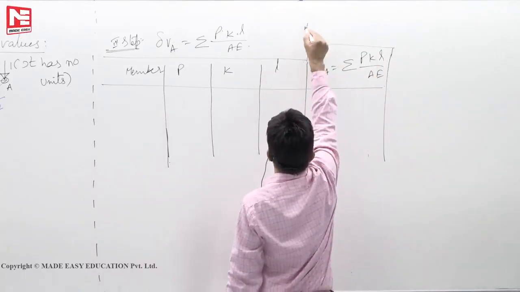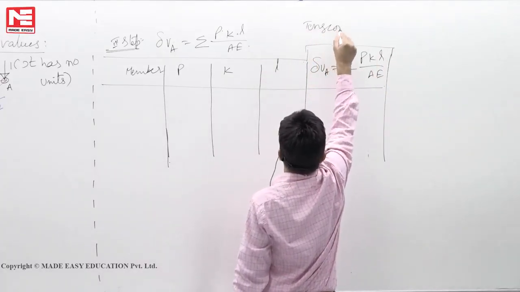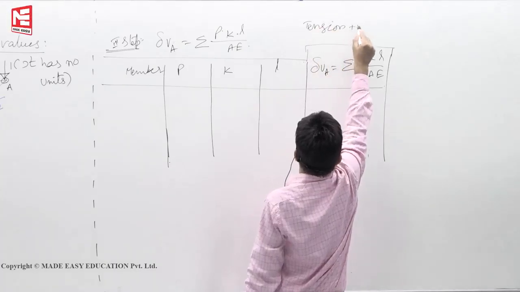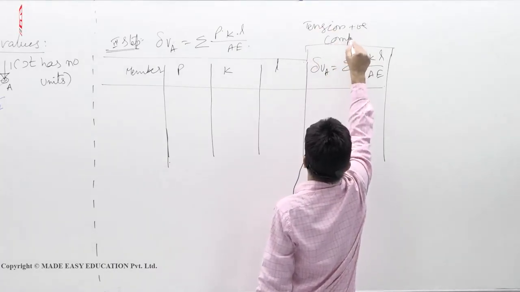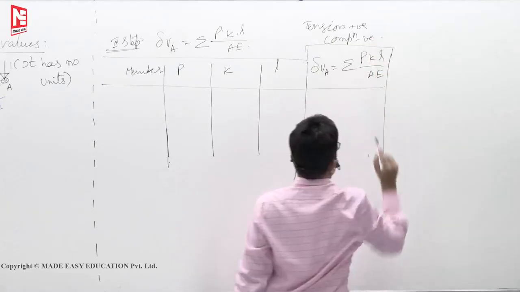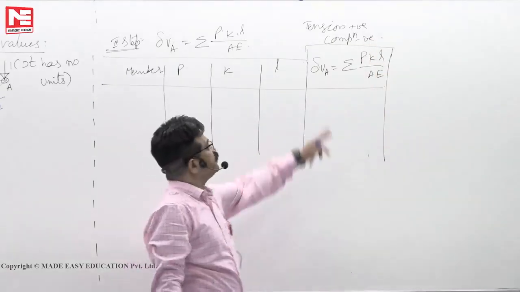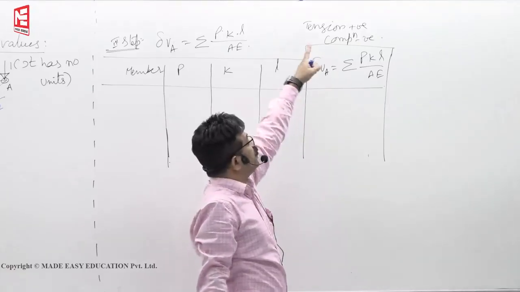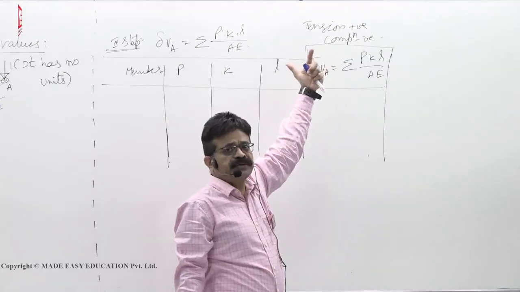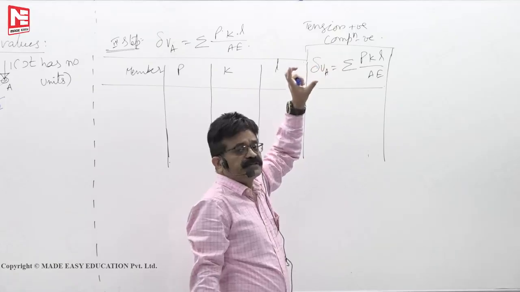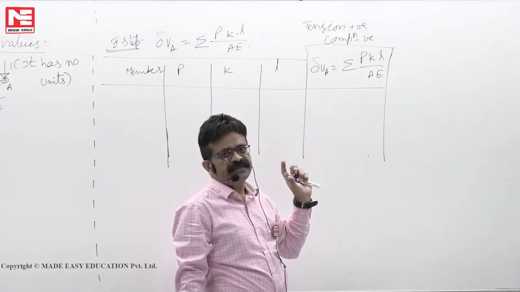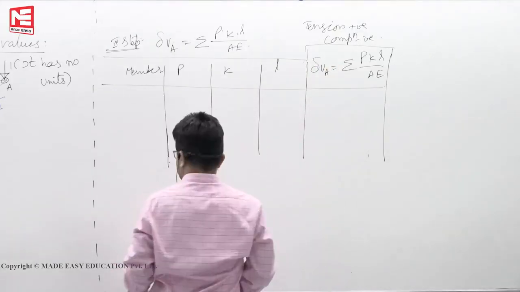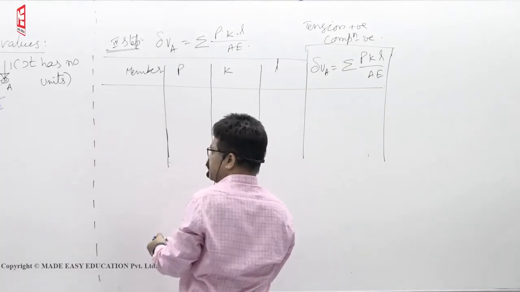This is a sign convention. Tension you take positive, compression you take negative. If you don't want it, tension you can take negative, compression you can take positive. Our choice. Whichever way you choose, positive or negative, that will not influence your end result. Now first list out the members.